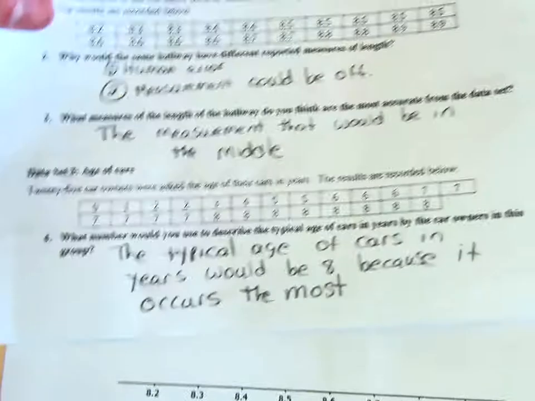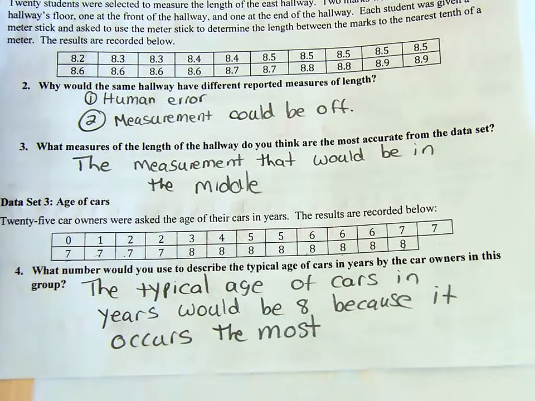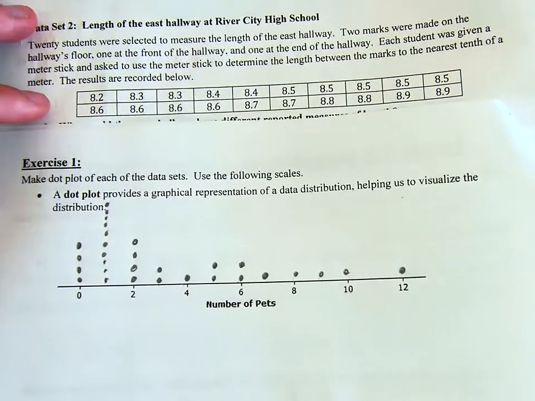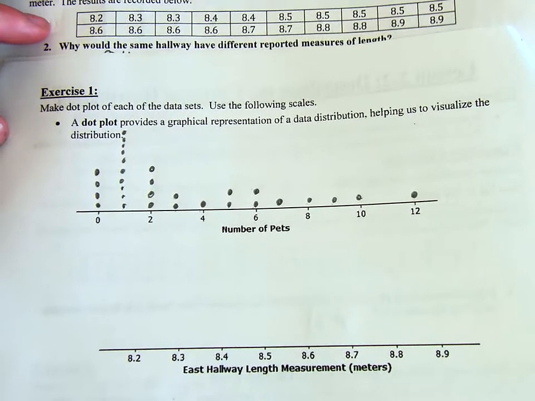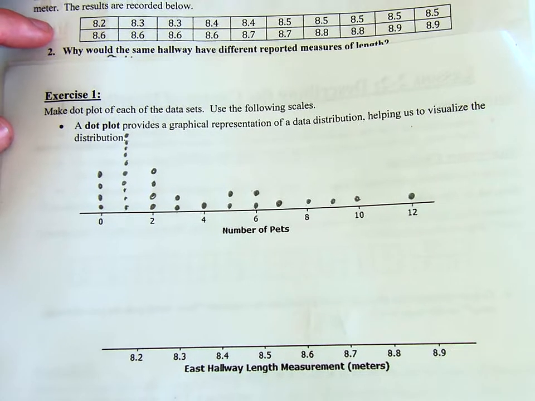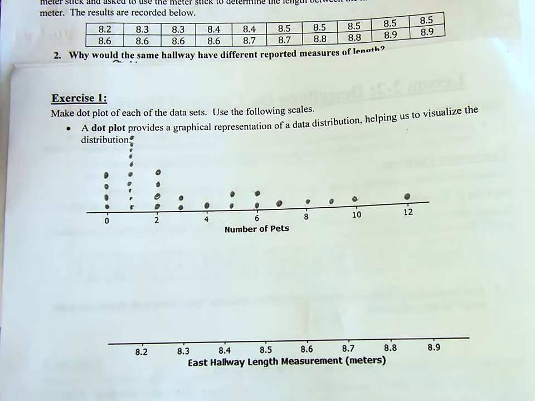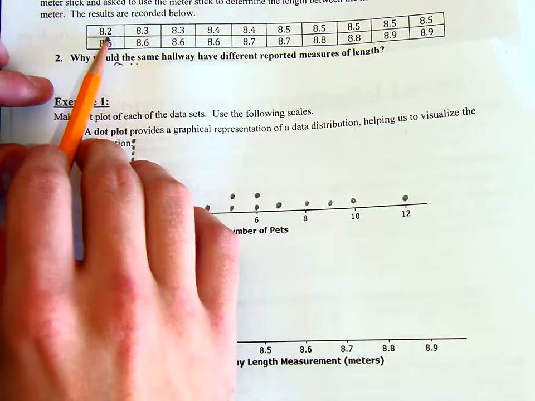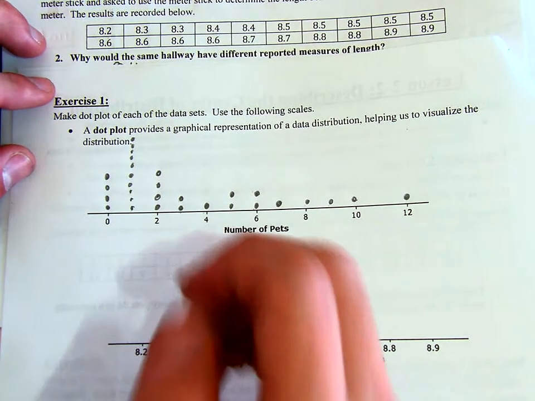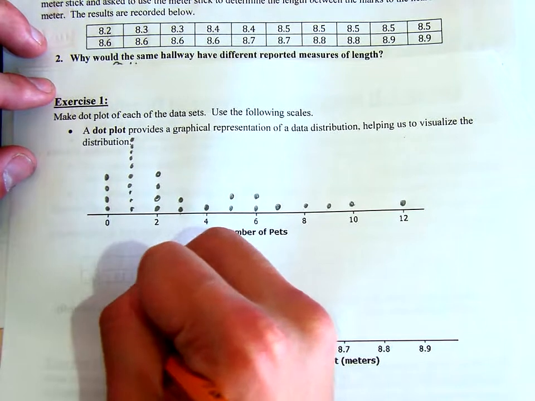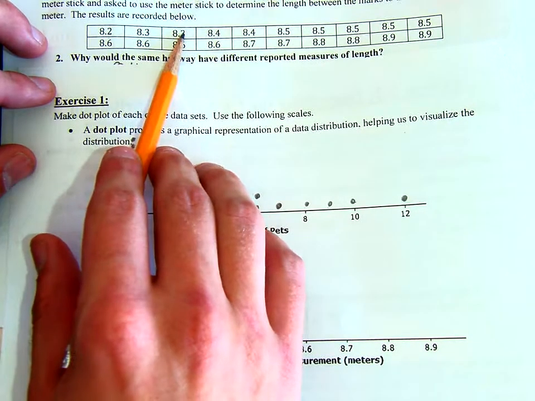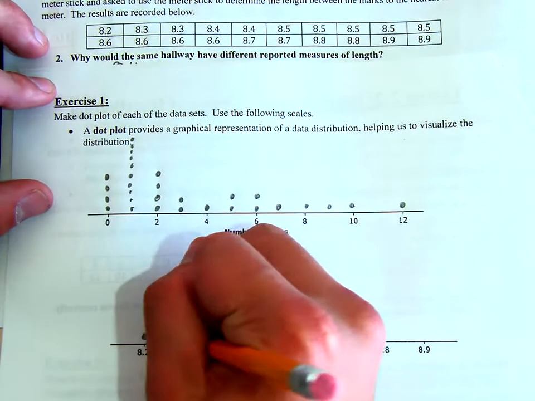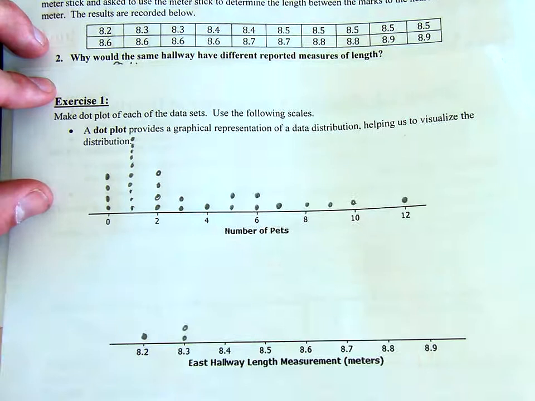Now let's look at the length of the east hallway. So if we were looking at the length of the east hallway up here, I'll just zoom out a little bit so you can see. So we'll start with 8.2. So there's a 1, 8.2. So at 8.2, I'm going to put 1 dot. Let's see, 8.3, there's 1, 2. So I'm going to put 2 dots at 8.3.